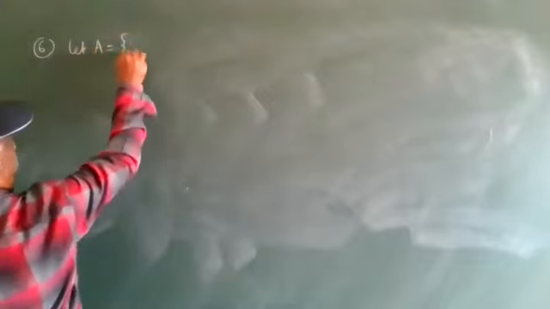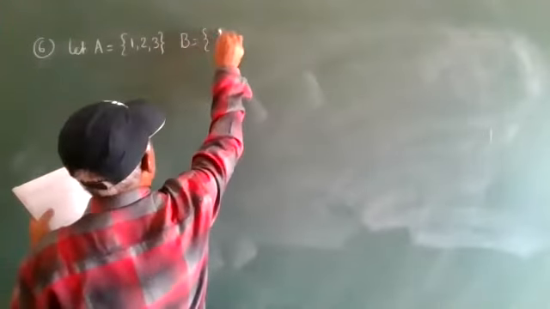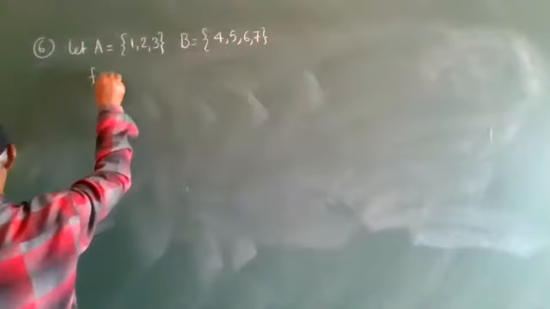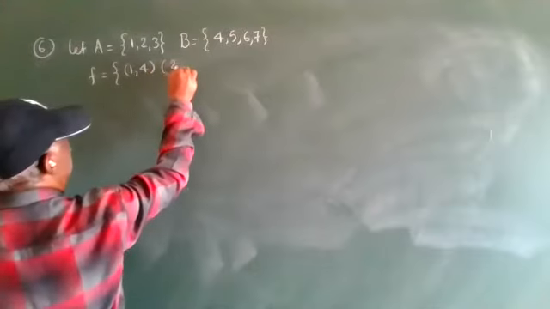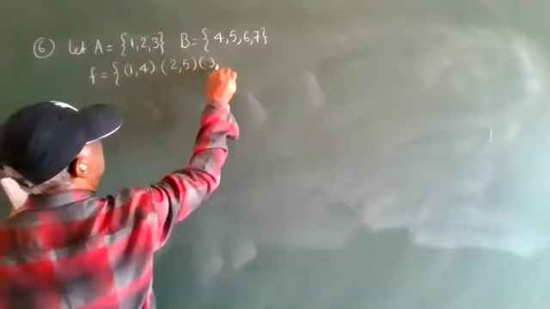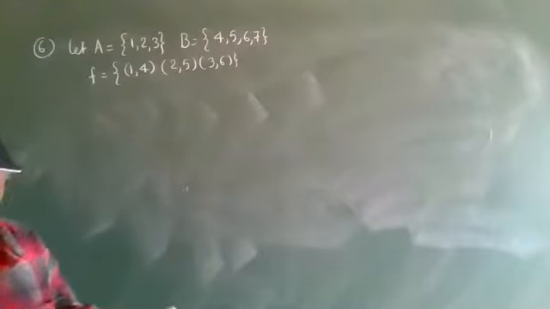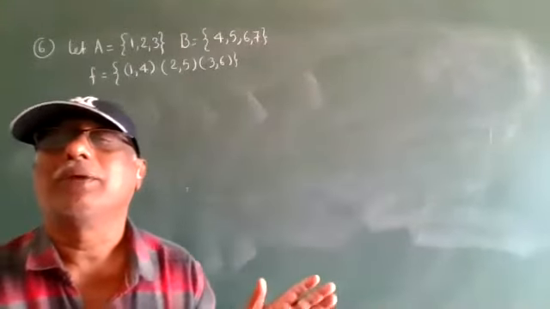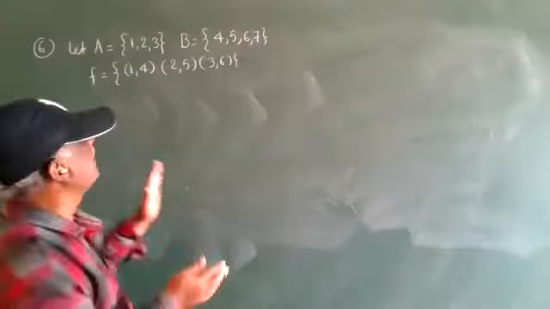The sixth problem is: let A is equal to {1, 2, 3}, B is equal to {4, 5, 6, 7}, and f is given by 1 has image 4, 2 has image 5, and 3 has image 6. Let f be a function from A to B. Show that f is one-one or not one-one. Only one-one you have to check.